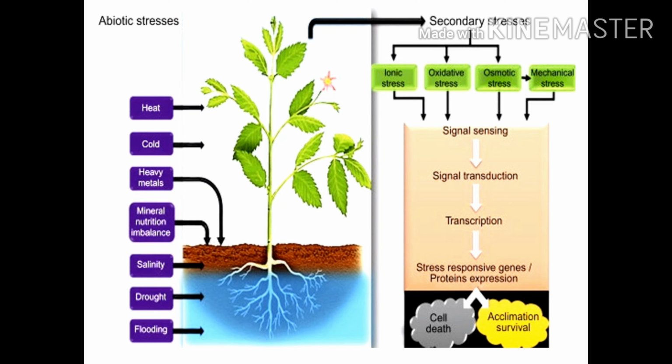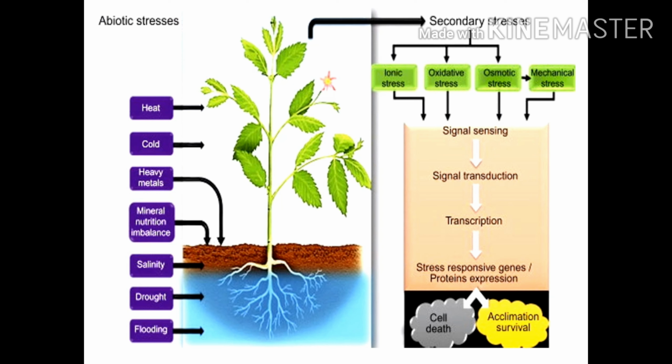The secondary stresses like ionic, oxidative, osmotic and mechanical stresses will have signaling sensing in the nucleus of the cell. Because of this, the signal transduction pathway is triggered. So this helps in the synthesis of new proteins, and there are two processes involved. First one is transcription. This means the transcription of DNA into RNA by using RNA polymerase enzymes.